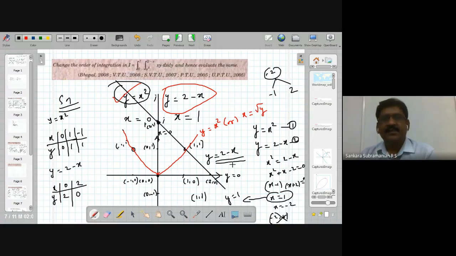Now I need the region of integration. What have I drawn? I drew y equal to x square and y equal to 2 minus x. x is equal to 0 is this line, the y axis. Then x is equal to 1 is this line. I am going to draw the line x is equal to 1. So, what is the region of integration? This is the region of integration.